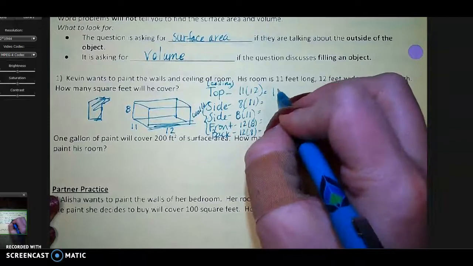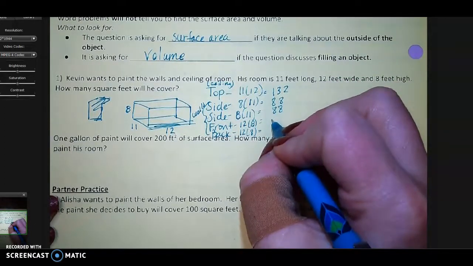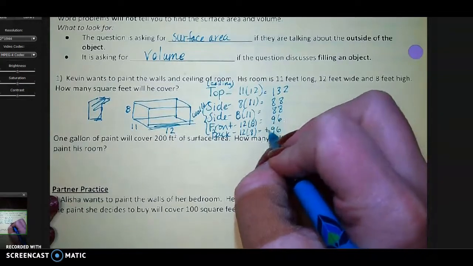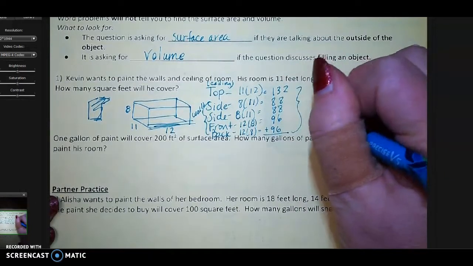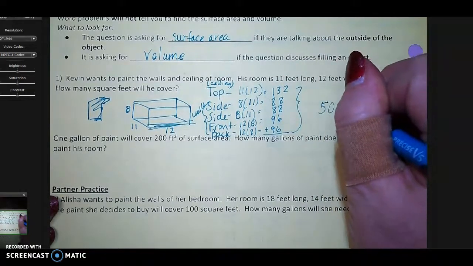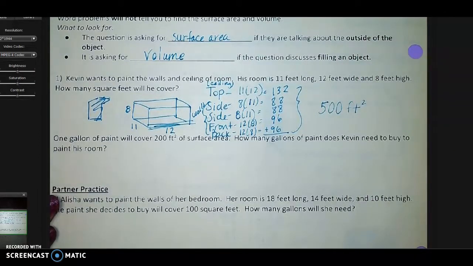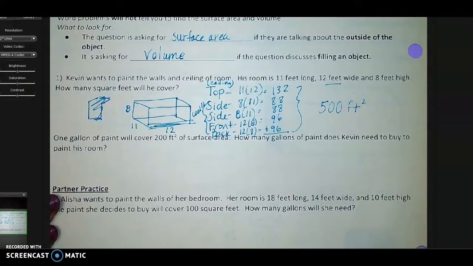And so when I do this, I once again get my totals. And I'm going to add them all up. And when I add these all up, I'm going to find that there's 500 square feet. This time I actually have the label feet. There's 500 square feet of space that I need to paint.